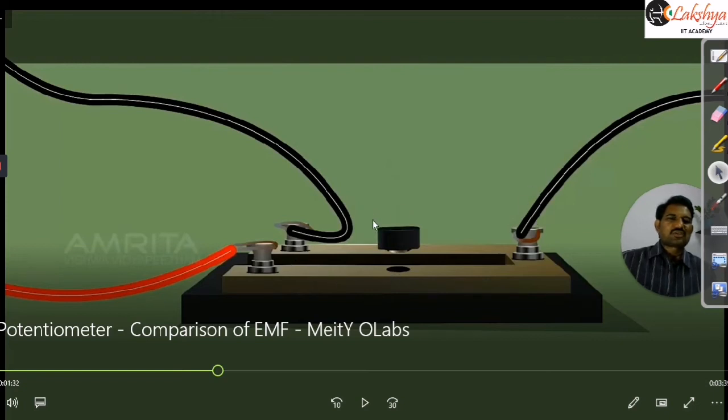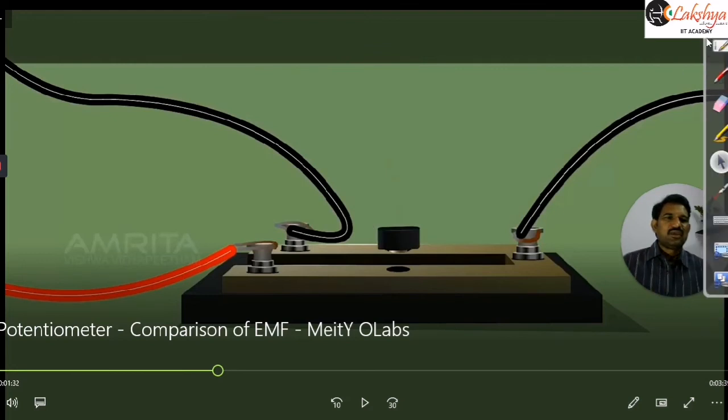So that means at a time only one cell will be included in that circuit. You can observe that clearly here.